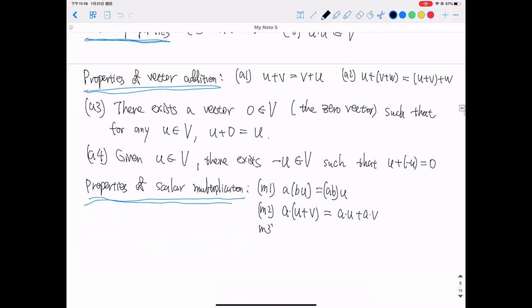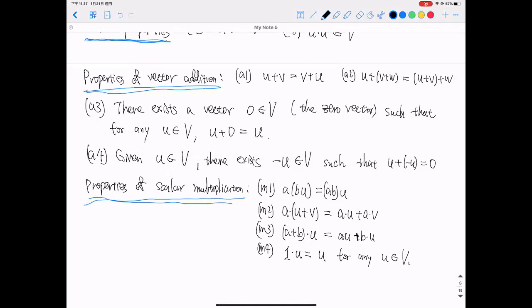Now M3 is if you have two numbers again, a and b, then (a plus b) times u is a times u plus b times u. And finally, M4, the number 1 here, which exists in K, right, because K is a scalar field, times any vector u is u.